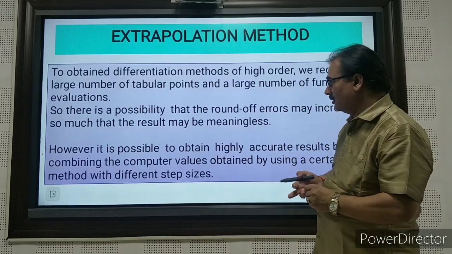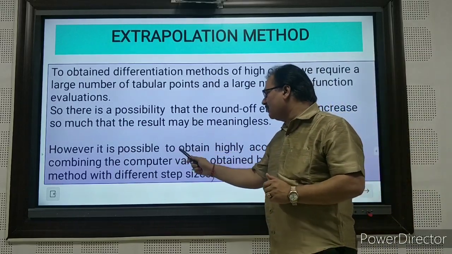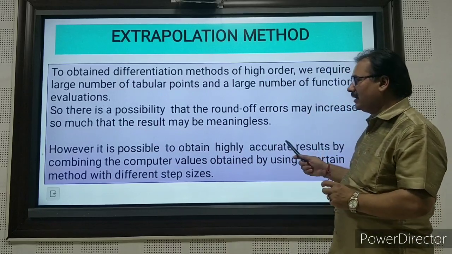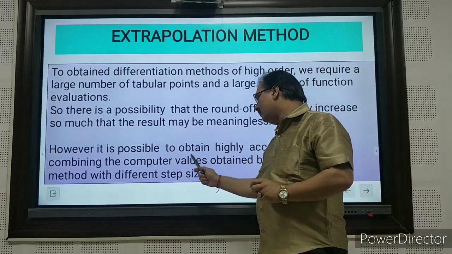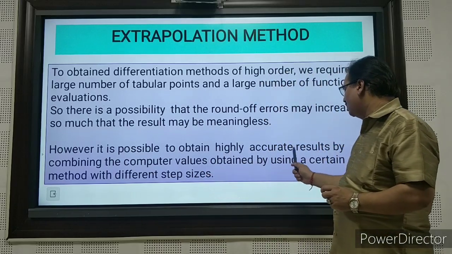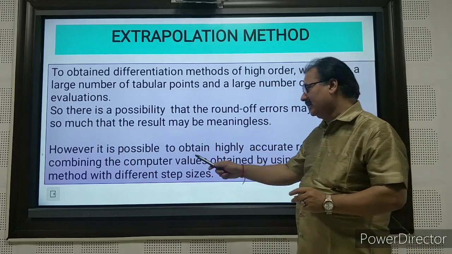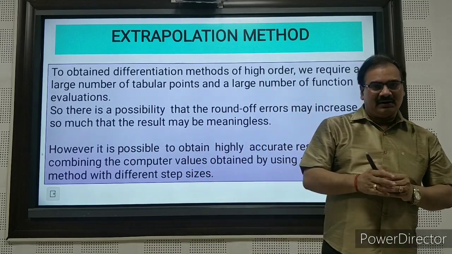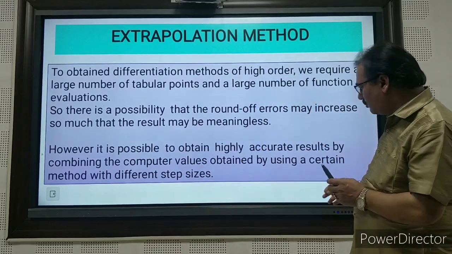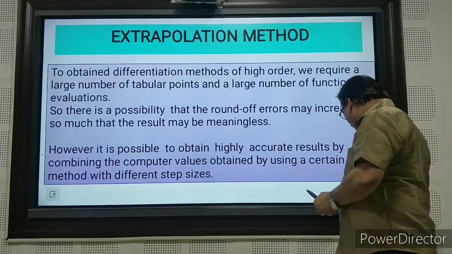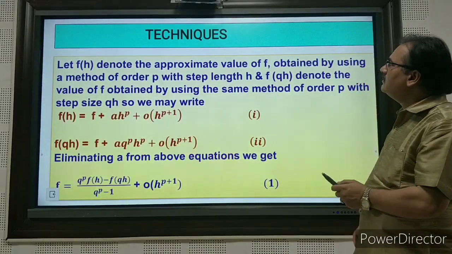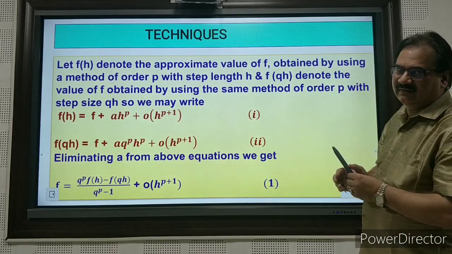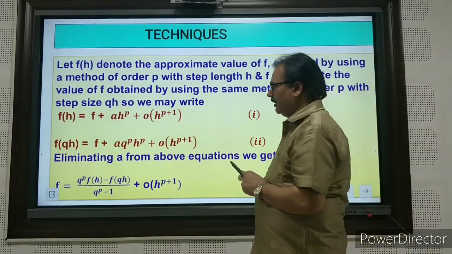However, it is possible to obtain a highly accurate result by combining the computed values obtained by using a certain method with different step sizes. So this was the technique which was observed by some mathematician. We will look at who that is, and this technique is based on that assumption. So let us look at what the technique is.